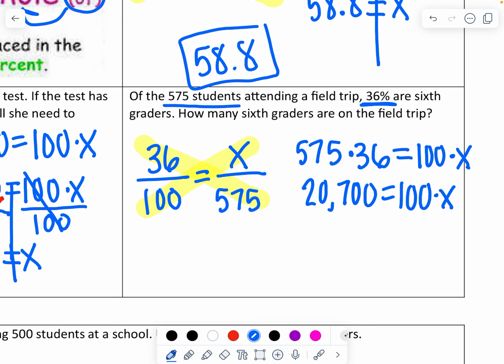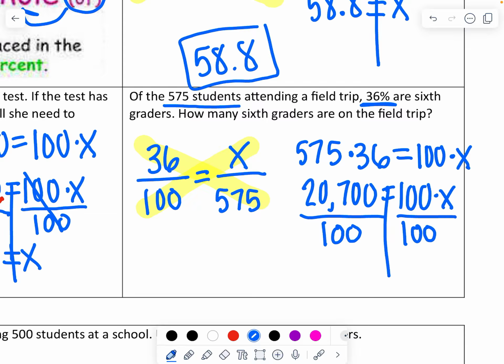And we're going to divide both sides by 100. So hopefully you've realized all we're doing is multiplying and then dividing. Those are the two operations that we're doing to solve these. We multiply diagonally and then we divide. So 100 divided by 100 is 1, so I can cross those out.